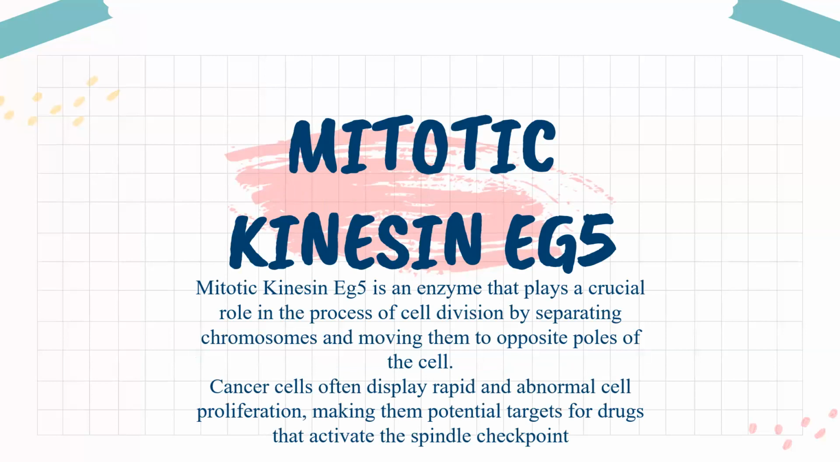And we know cancer cells often undergo rapid cell division, so we have to prevent that step to stop cancer cells from progressing or proliferating. There's an enzyme involved in that step: mitotic kinesin EG5, or human EG5, which is another popular name.